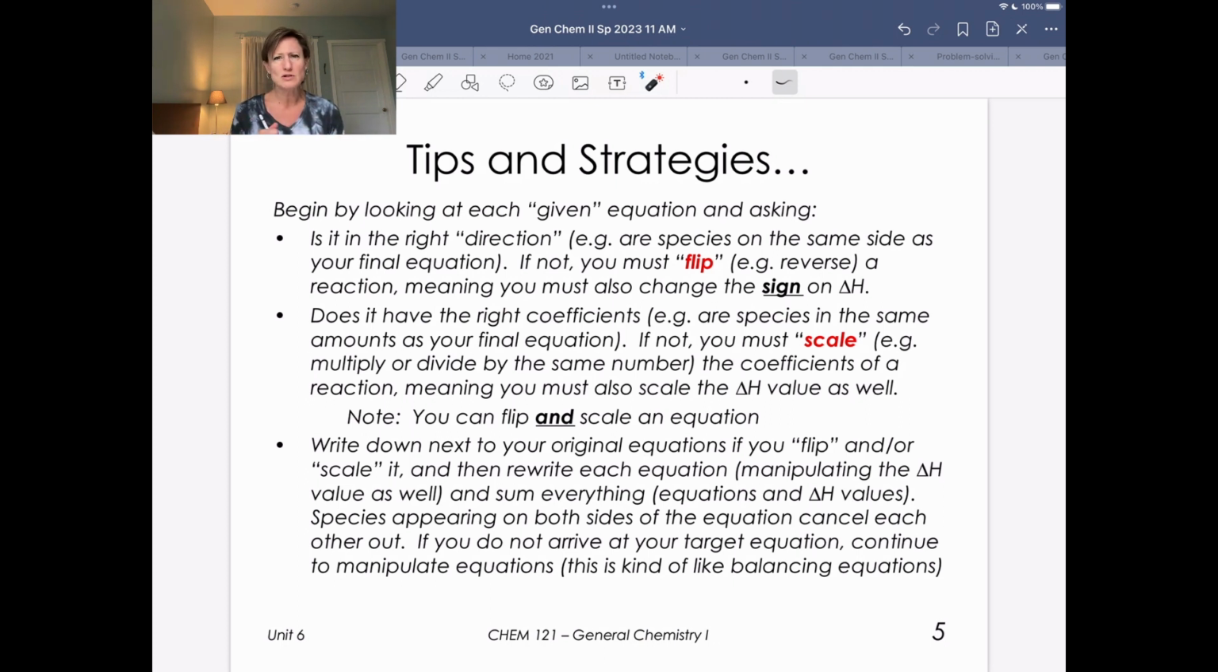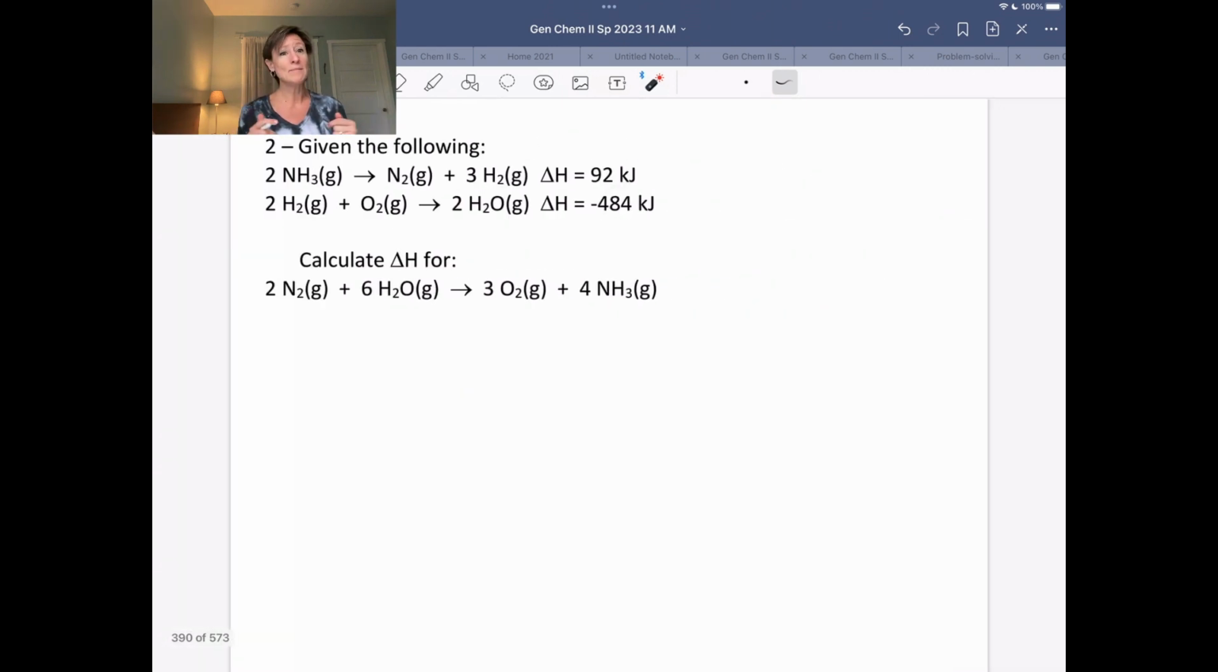Our first couple of problems that we'll work through will show you exactly what I mean by that. Again, if you don't arrive at your target equation after you add everything up, make sure you didn't make a mistake, like forgetting a coefficient, something that would allow you to make sure that your equations sum up to your overall equation. Okay, so let's walk through a problem here.